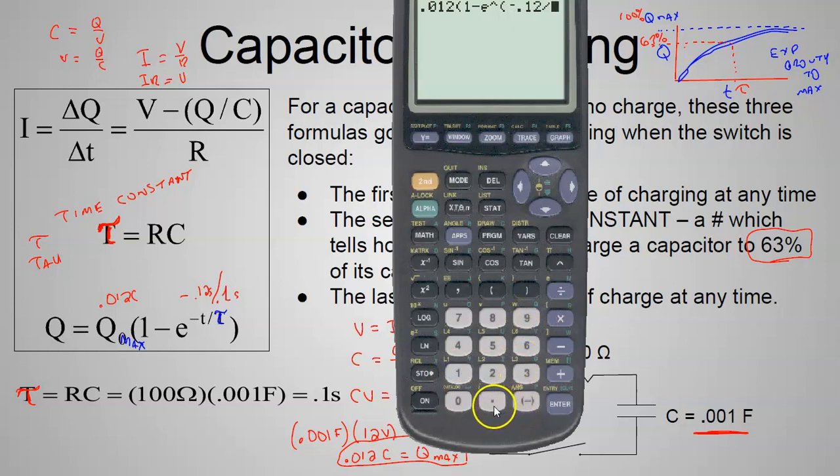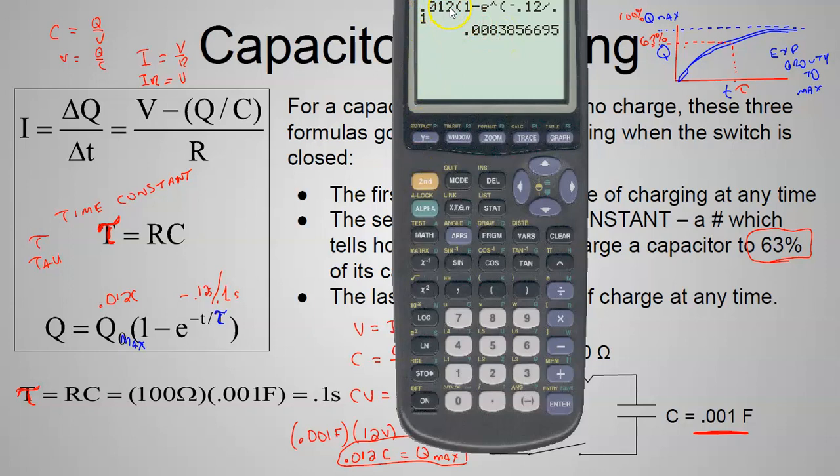Remember that I'm a little bit past tau. Tau will be 0.1 and I'm at 0.12. So I'm going to be somewhere north of 63% here. 63% of that number. And 0.008.